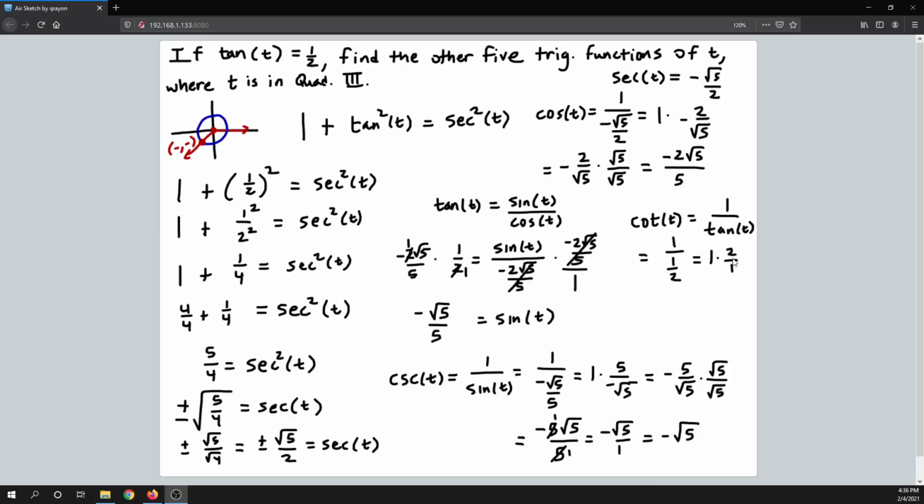And when you multiply this, that's going to be basically 2 times 1, right? Which comes out to be 2. And that is the cotangent. All right, and that is all there is on this one.